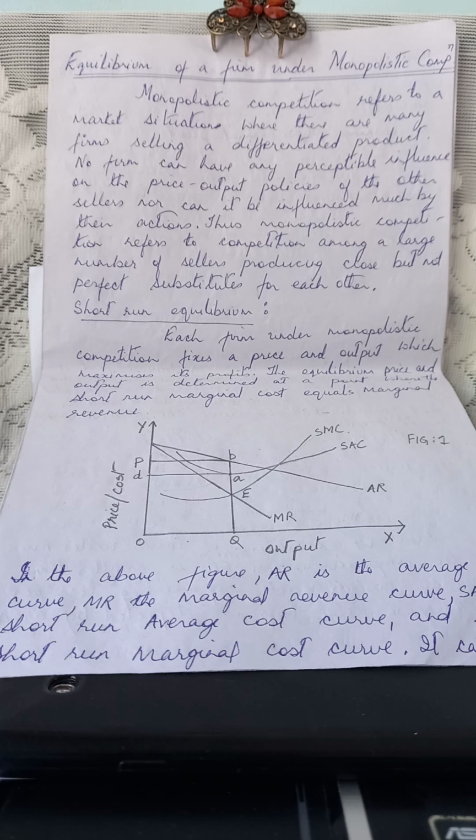Yes, it is a market form in which there are many sellers, and each seller is producing a differentiated product. So even though the number of sellers is many, no one can have an influence on the price and output policy of the other sellers. And the aim and objective of all the firms under monopolistic competition is to maximize profit.